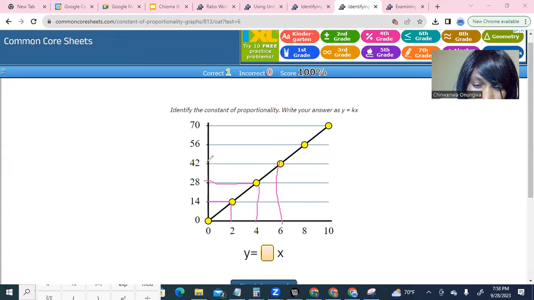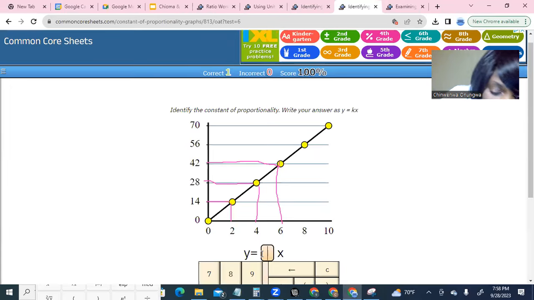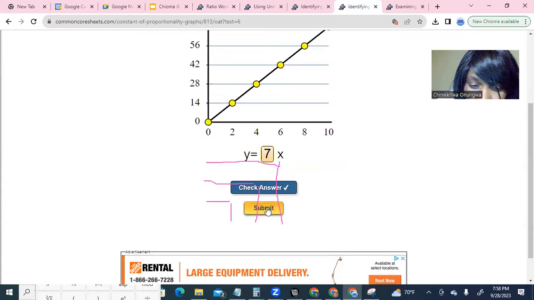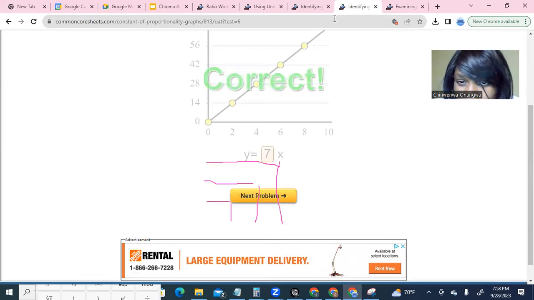So let's see this. When our x is 6, our y is 42. So you just know it's 7. So I'm going to go ahead and put 7 right here, and submit. So that's how you complete those assignments.